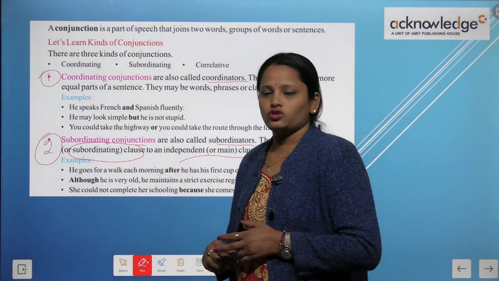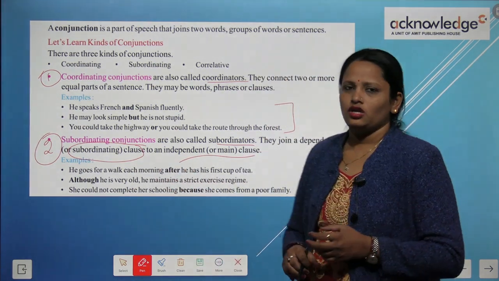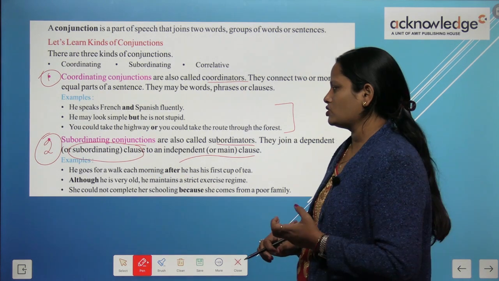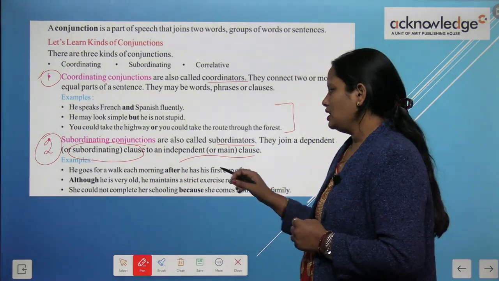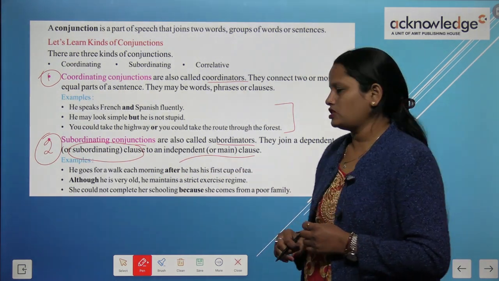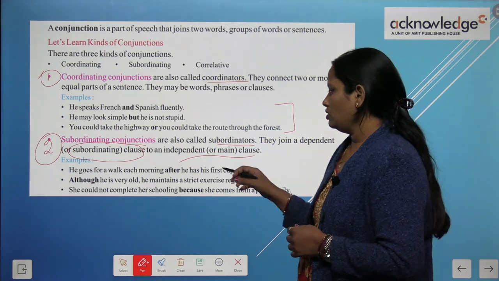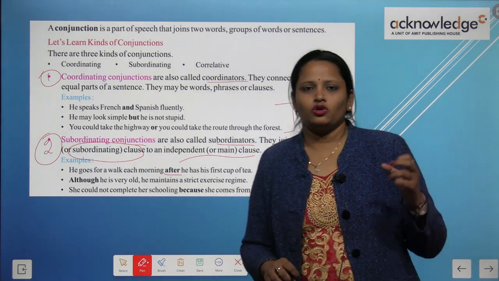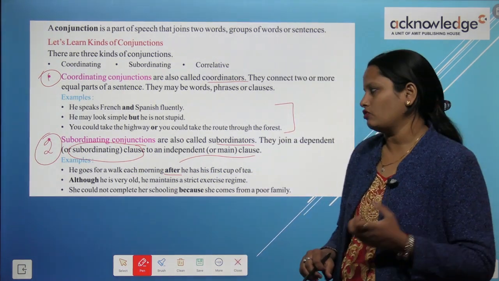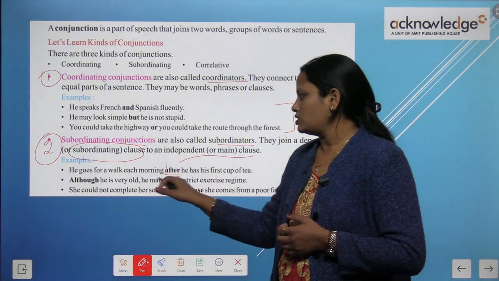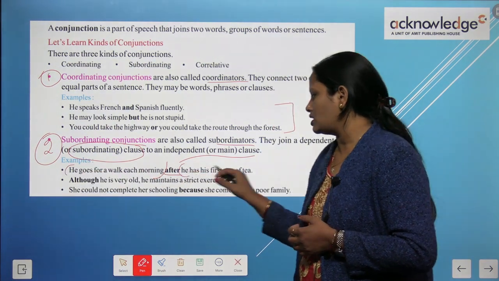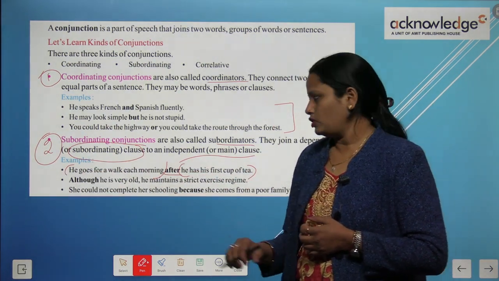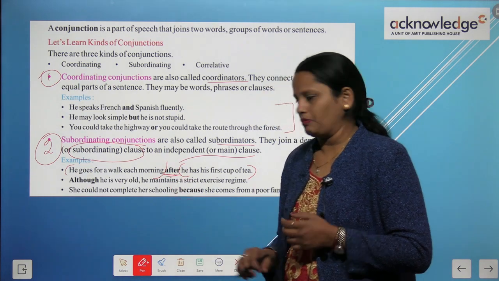Now, he goes for a walk each morning. This means our main clause is that he goes for a walk every day. After he has his first cup of tea. So after having his first cup of tea, he goes for a morning walk. Here this is the main clause and this is the subordinate clause. Both are joined by the word after.